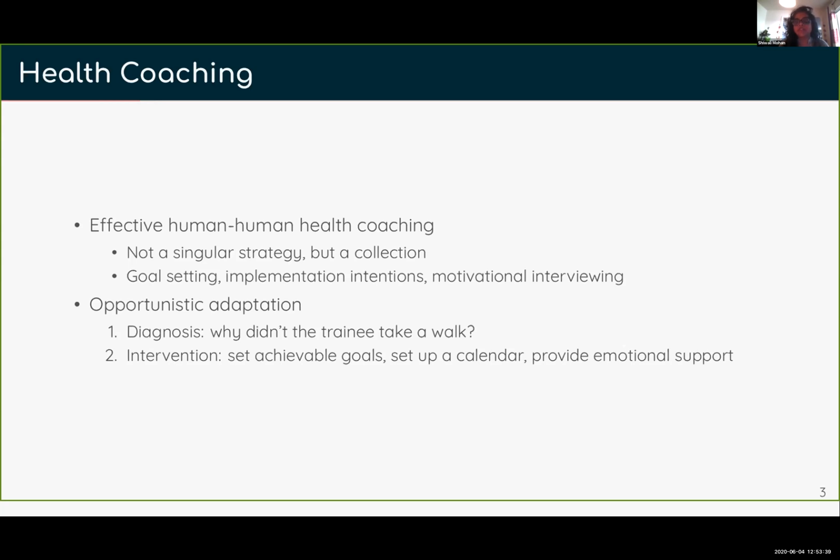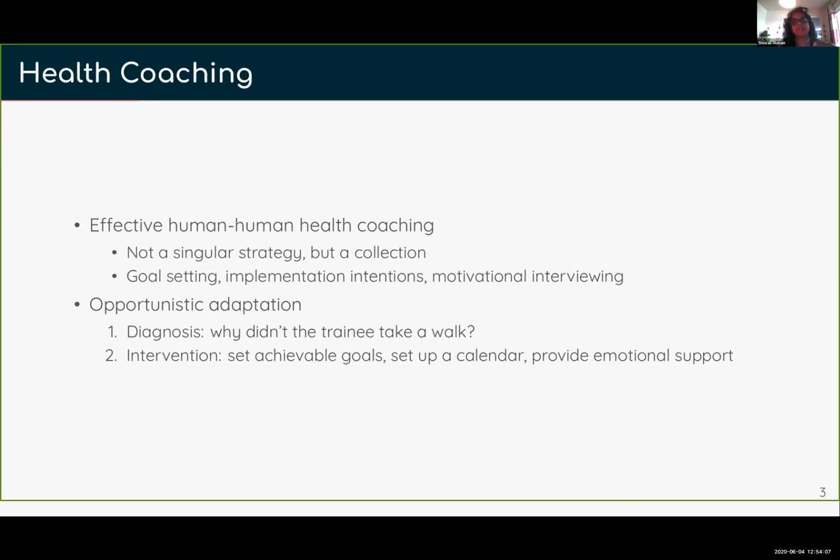And the answer is, well, it's not a singular strategy. There's just no one way in which you could teach people how to do new behavior, but it's a collection. There are so many different strategies described in the health behavior change literature: goal setting, implementation intentions, motivational interviewing, and all of these really help people build new kinds of behaviors. And what the human coaches are doing is what I call an opportunistic adaptation.